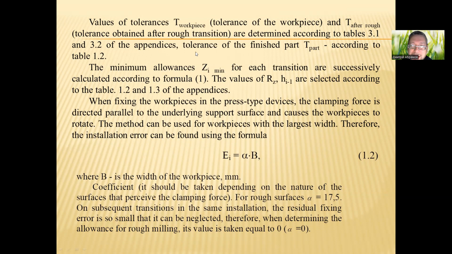The tolerance of the finished part, T sub part, is taken according to table 1.2. The minimum allowances, Z sub i min, for each transition are successively calculated according to formula 1.1. The values of R sub Z and H sub i-1 are selected according to tables 1.2 and 1.3 of the appendix.